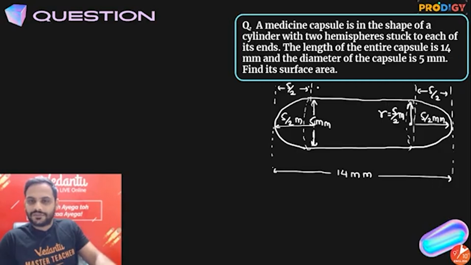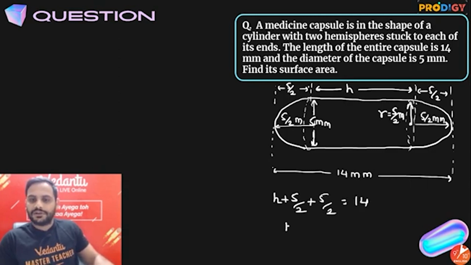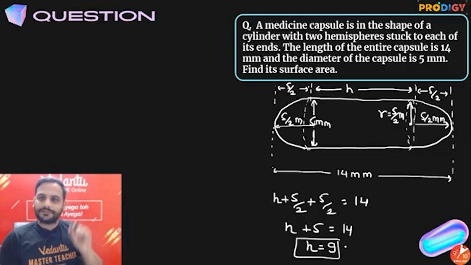So what is the height of the cylinder? Let's say h. So we can say h plus 5 by 2 plus 5 by 2 is equal to the total length of the capsule, which is 14. So h plus 5 is equal to 14. That means h is equal to 9. Height of the cylinder is 9.